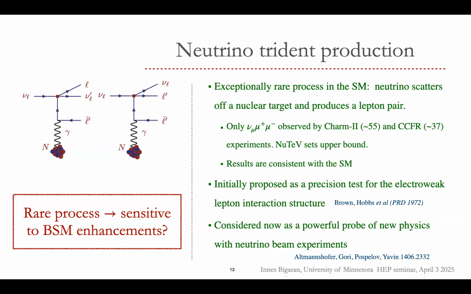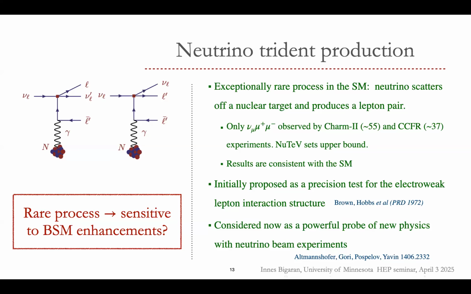At the neutrino energies accessible at accelerator facilities, we're not resolving what's happening inside that interaction. We can integrate out either the W or the Z that's participating. So that's why there are 2 diagrams here. One is mediated by charged current, one by neutral current. This process was initially proposed as a precision test for the structure of the electroweak interaction with charged and neutral leptons. Nowadays, it's also considered a powerful probe of new physics, because if we have a good grasp of what's happening in that interaction, then any new physics perturbing it could be a source not just of charged lepton flavor violation, but also of flavor conserving interactions that modify the electroweak interactions of leptons in the standard model. So this is an exceptionally rare process. Therefore, it's very sensitive to potential enhancements from BSM.